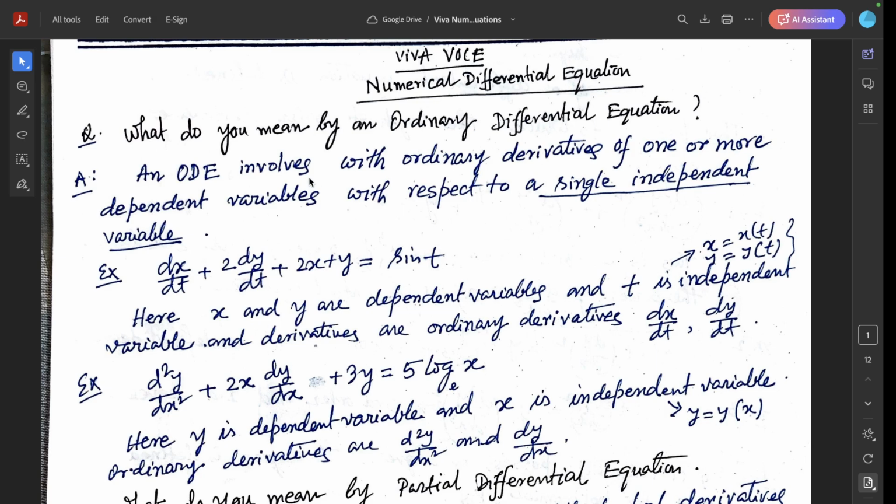An ordinary differential equation involves ordinary derivatives of one or more dependent variables with respect to a single independent variable. For example, dx/dt plus 2 dy/dt plus 2x plus y equal to sin t. Here x and y are dependent variables and t is an independent variable, and the derivatives are ordinary derivatives dx/dt and dy/dt. Here x is a function of t, y is a function of t also.